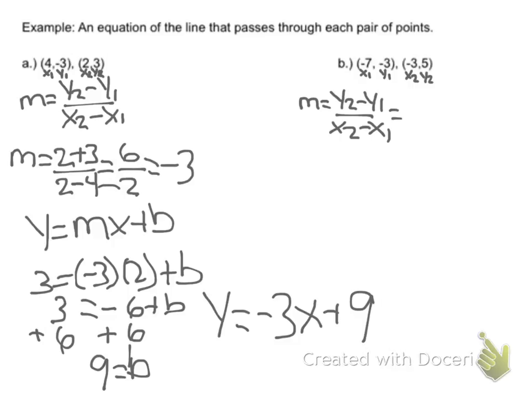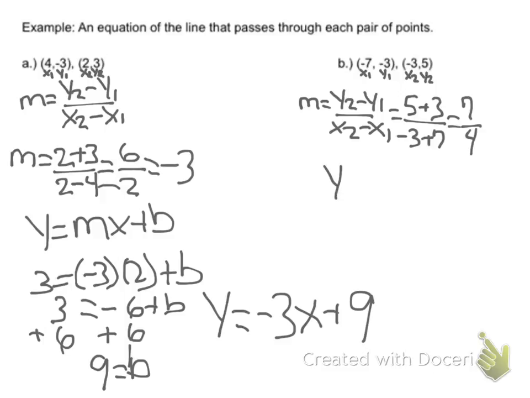So it is 5 plus 3 over negative 3 plus 7. Also negative, I mean, minus with two minuses is a positive, obviously. So now it's 7 over 4. So that's what m is. Really easy.